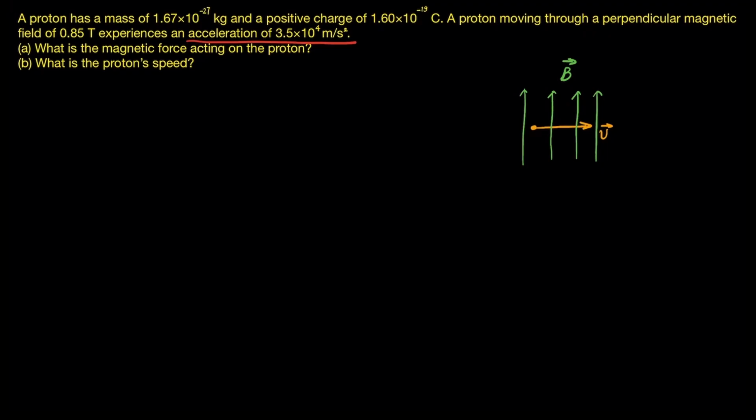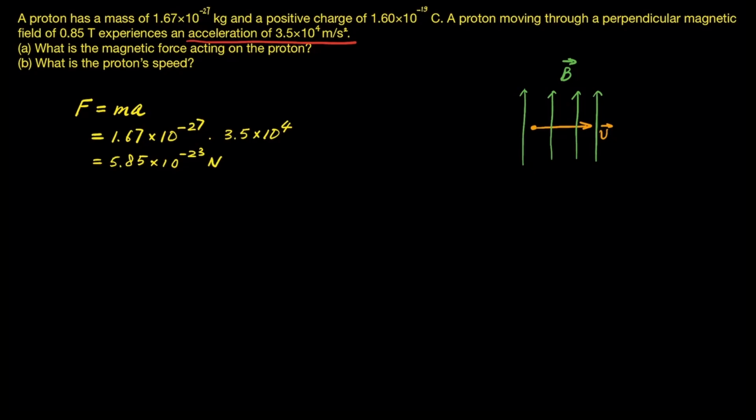You probably remember that famous formula, F equals the mass multiplied by the acceleration. Since we know the proton's mass is 1.67 times 10 to the power of negative 27 kilograms, and its acceleration is 3.5 times 10 to the power of 4 meters per second squared, we just multiply them together, and this gives us a force of 5.85 times 10 to the power of negative 23 Newtons.